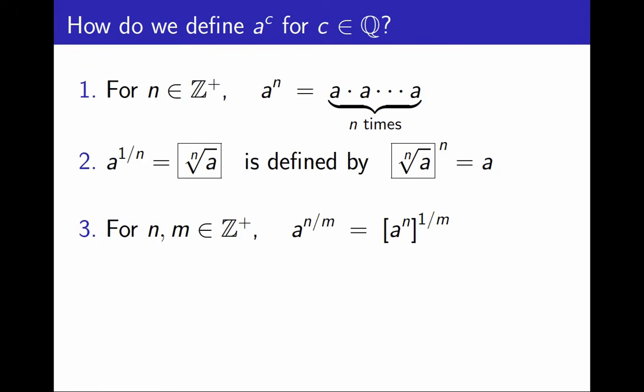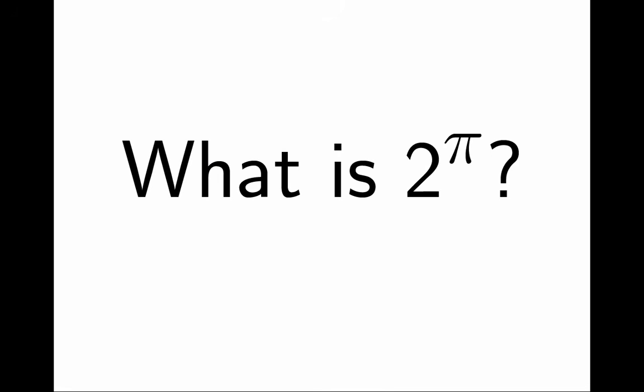We define a to the 0 as 1, and finally we know how to define a power with a negative exponent in terms of a power with a positive exponent. That's it, so far no problems. We have defined any power with positive base and rational exponent. But how do we define a power when the exponent is not rational? For example, what is 2 to the pi?